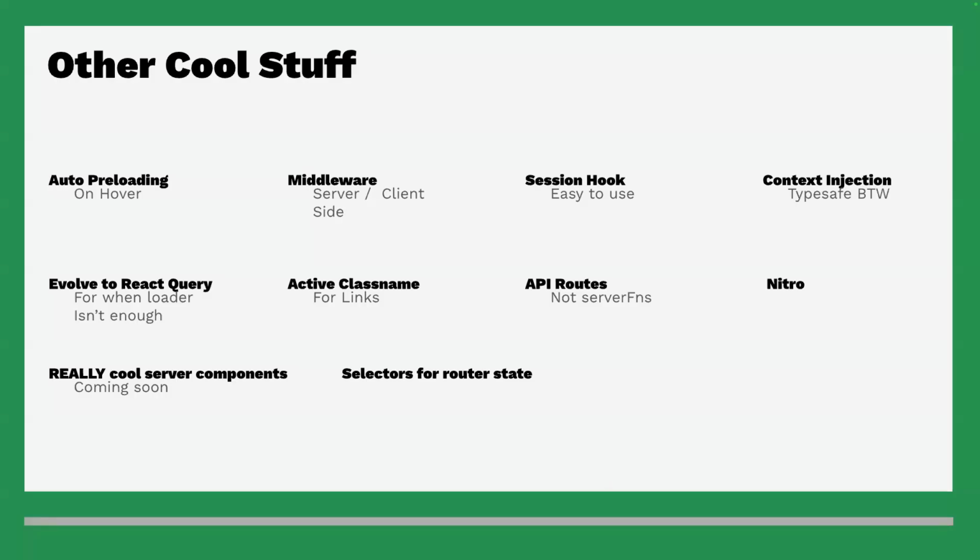And then I want to talk about other cool stuff. Auto preloading: imagine I hover over a link, it can automatically preload the data for that, so that when you click on it, it loads faster. I think all the frameworks have it now, but it still has that. Middleware: I don't know that I'll get around to middleware today, but the best way I could describe the whole server-side function experience in TanStack Start is that it feels a lot less like file-based routing and more like function calling.